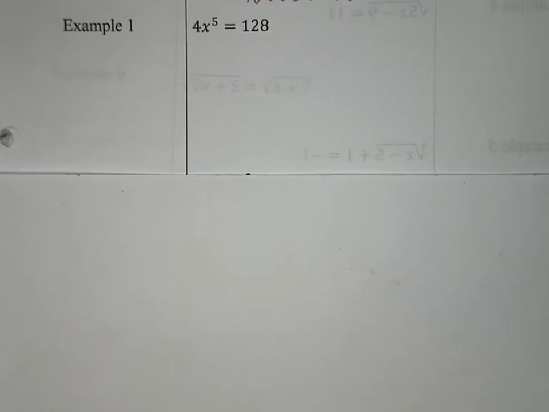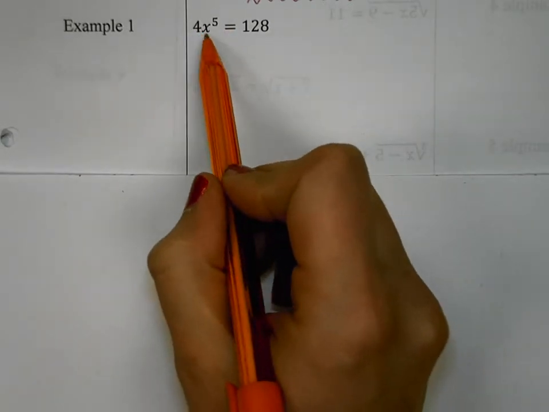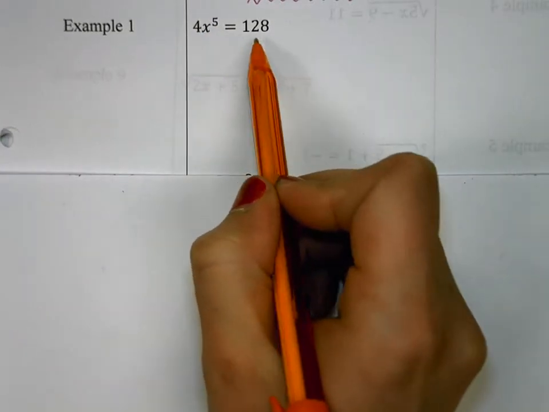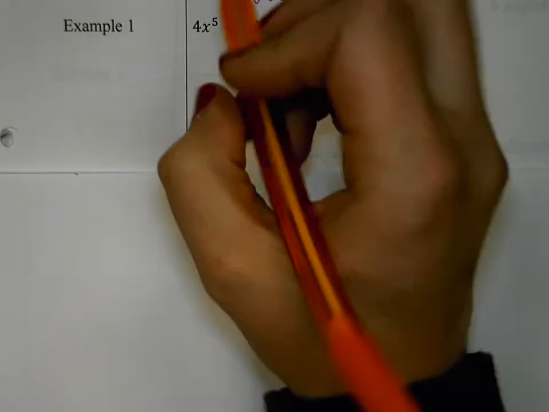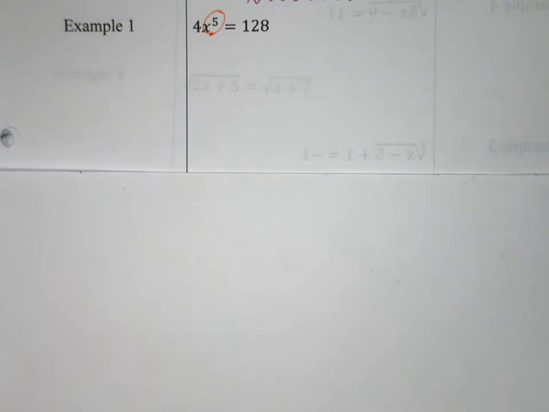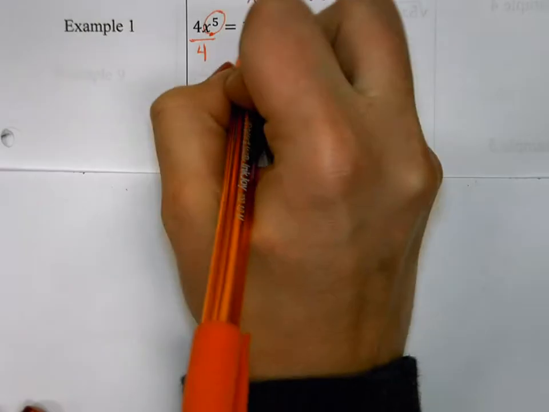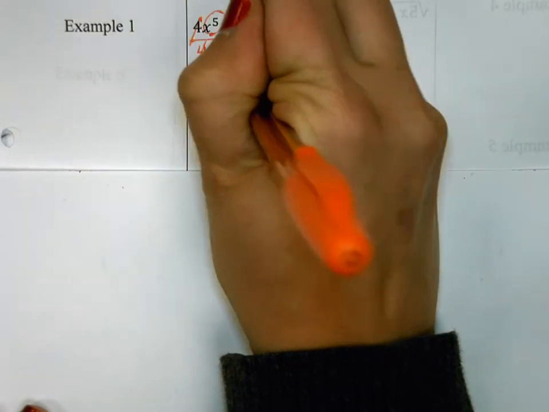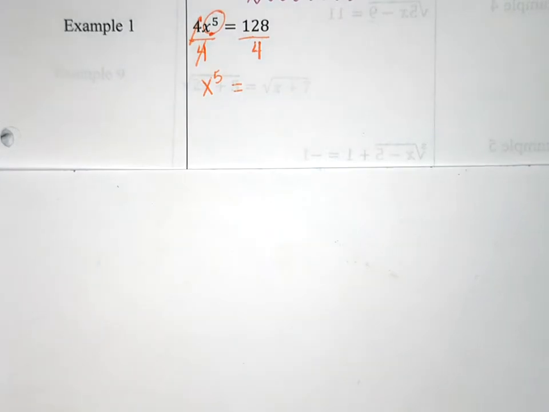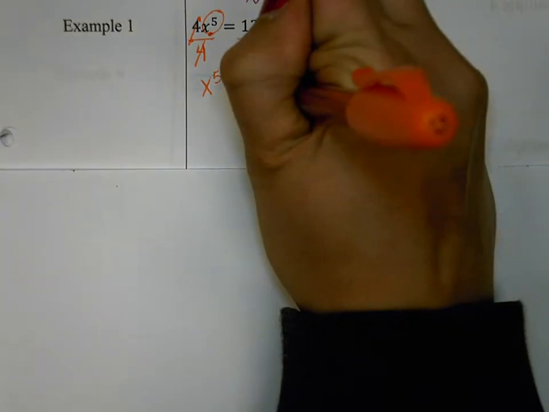So example 1, we have 4x to the 5th equals 128. My exponent term is the x to the 5th part, so it's not by itself yet. In order to get it by itself, I'm going to divide both sides by 4. So that's going to give me x to the 5th equals positive 32.